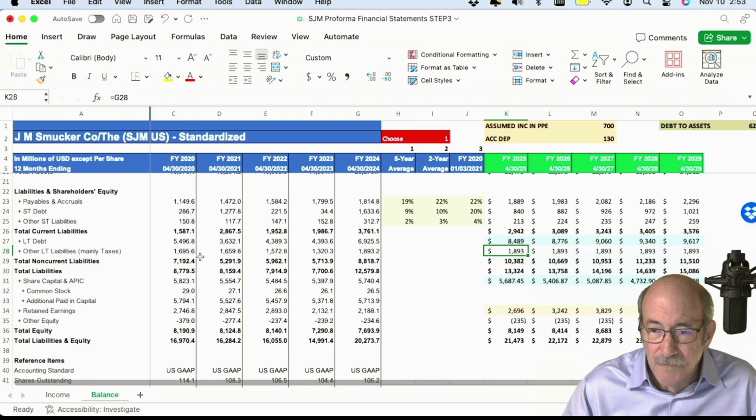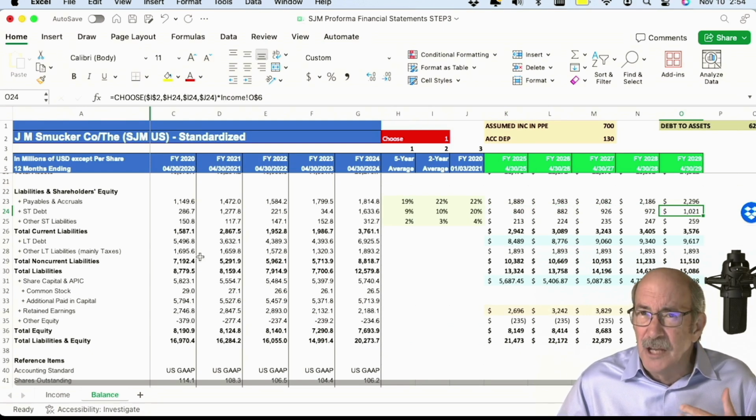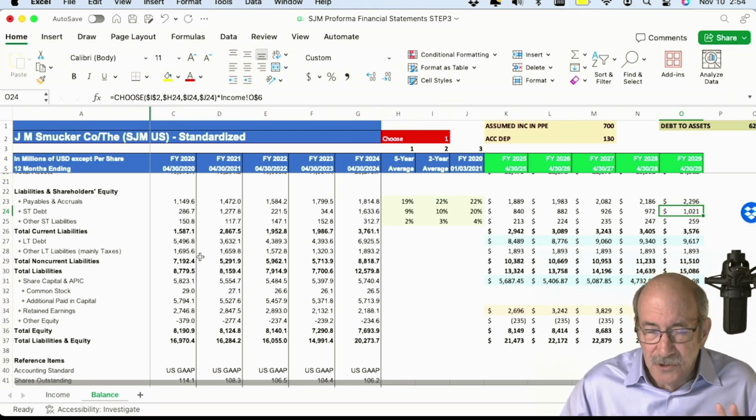projected years. The same thing with other short-term liabilities: I'm just letting that grow with revenues. I'm also letting short-term debt grow with revenues. Not an assumption you necessarily have to make if you think the company is doing something different, but it's the one that I made in this particular spreadsheet.